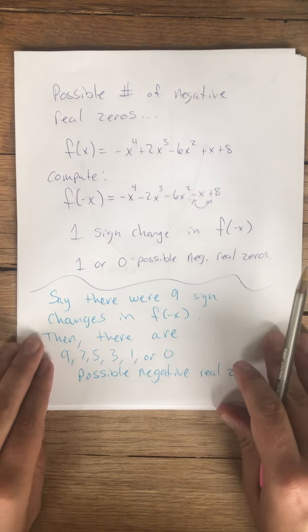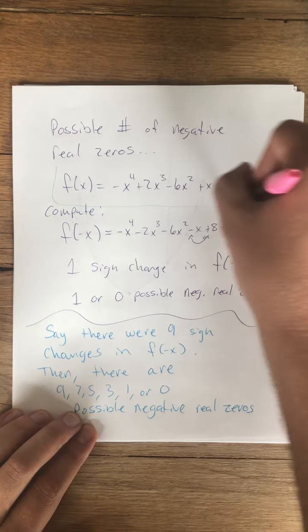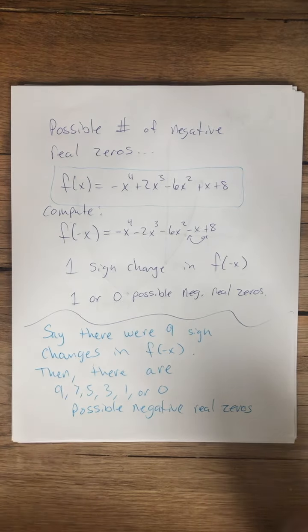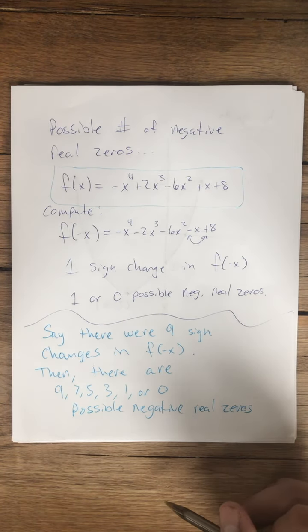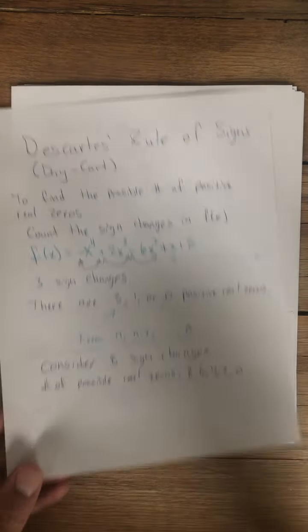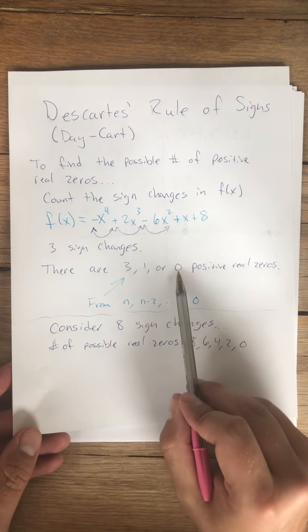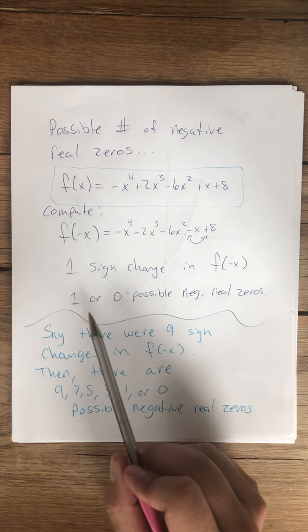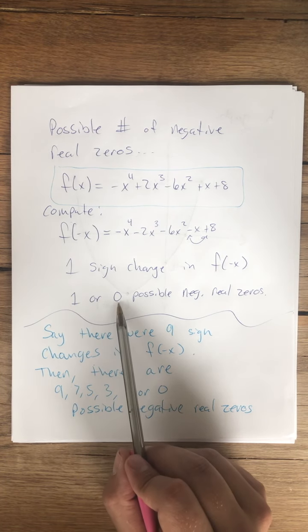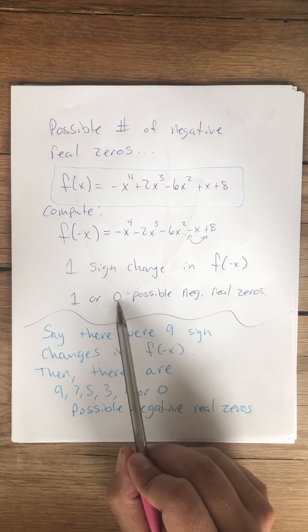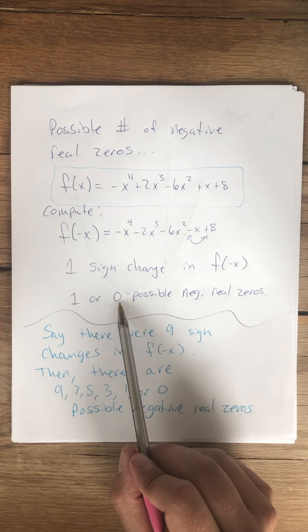If we look at our original function, we've narrowed down what we're looking for in terms of the real zeros. On the positive side of the number line, we knew that there were 3, 1, or 0. On the negative side of the number line, we know that there's either 1 or 0. So we can use that information to start narrowing down our list of possible zeros to that function.